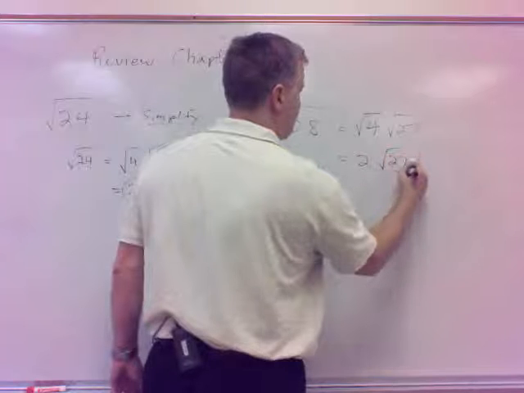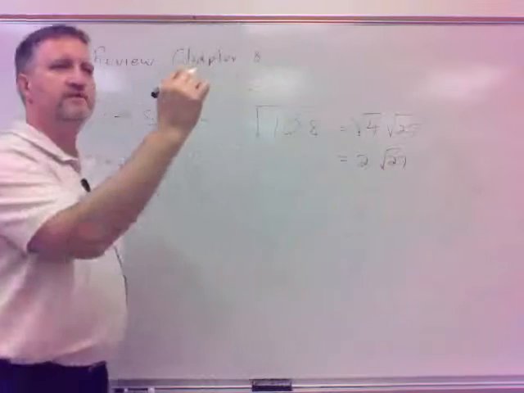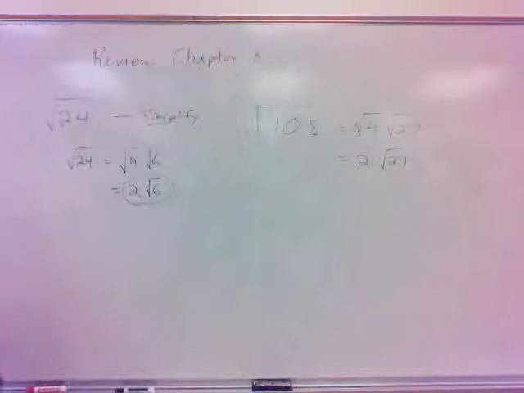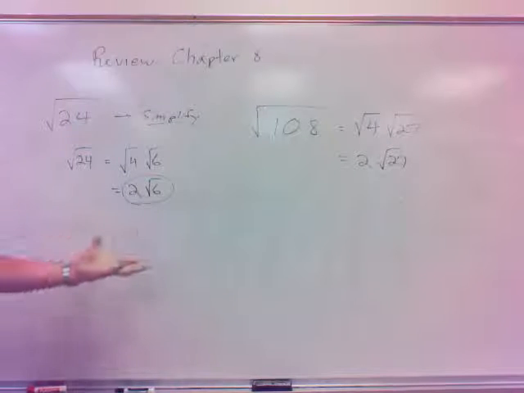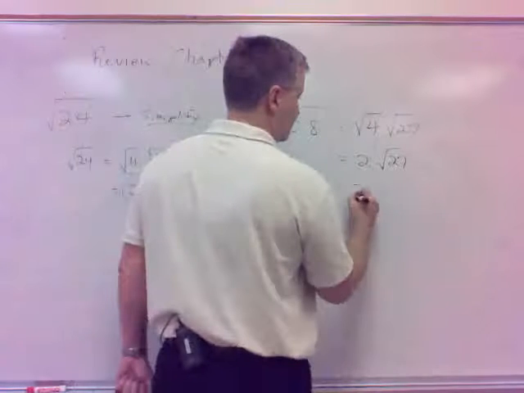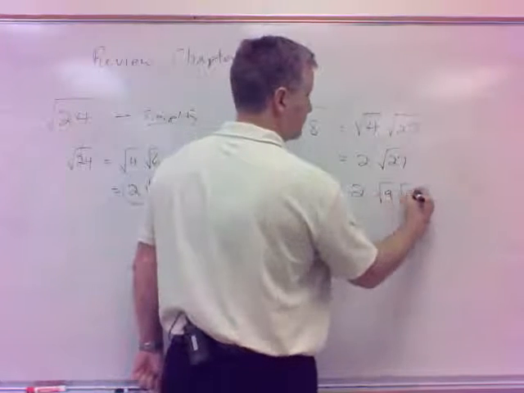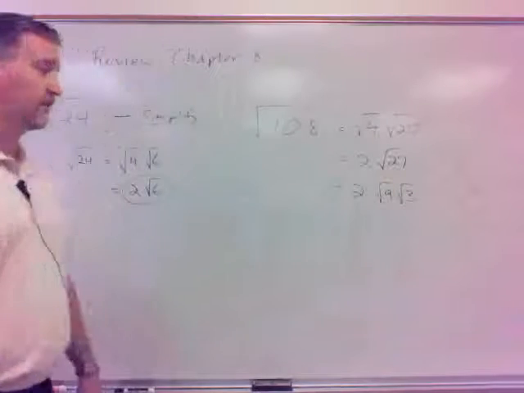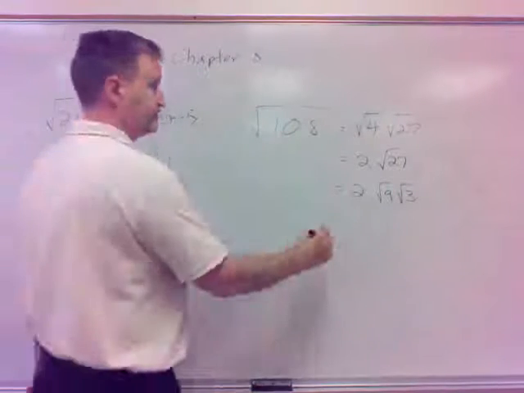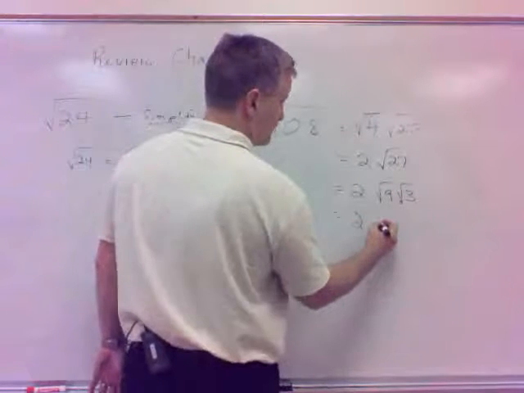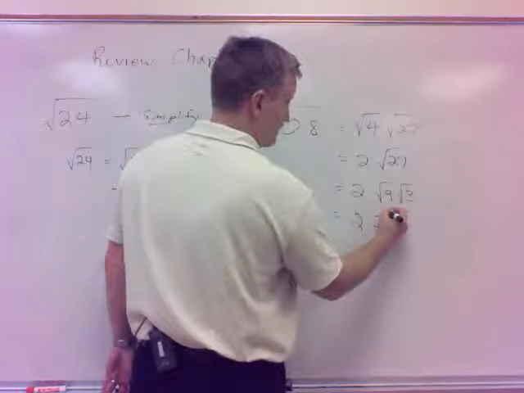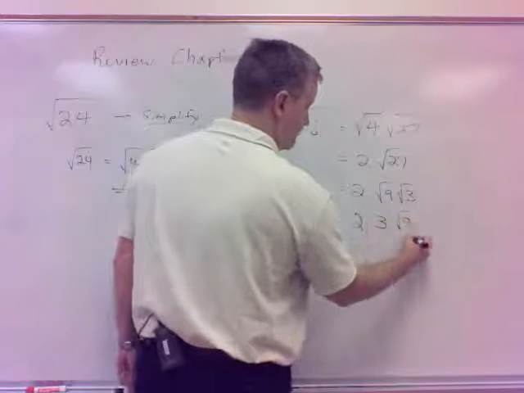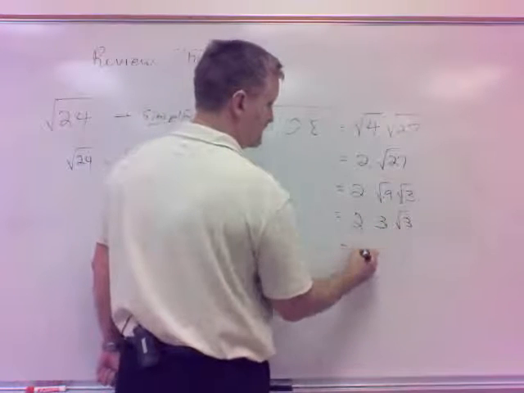If I do it that way, there's still more to do in there, because 27, I can factor it to where I can simplify it. How? 9 and 3, okay? Yes, 27, I can break it down to 9 and 3, and that's going to be square root of 9 is 3, so I'd have 3 square root of 3, so I have 2 times 3, which is 6 square root of 3.